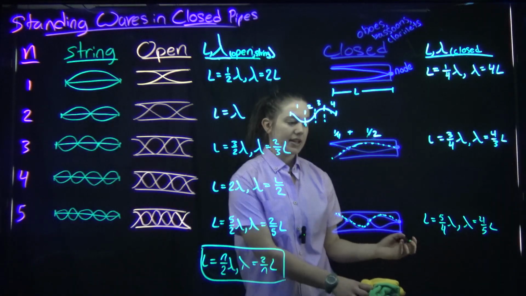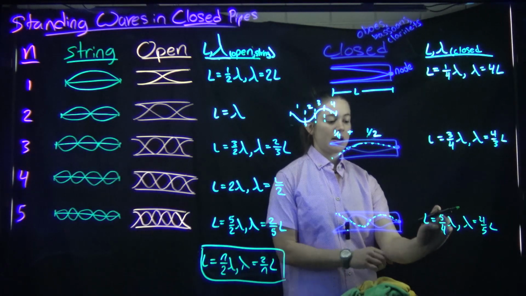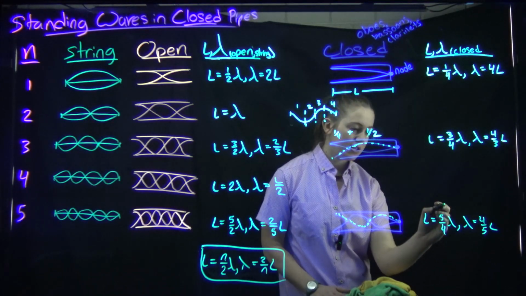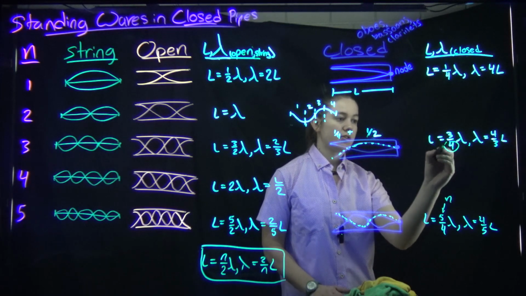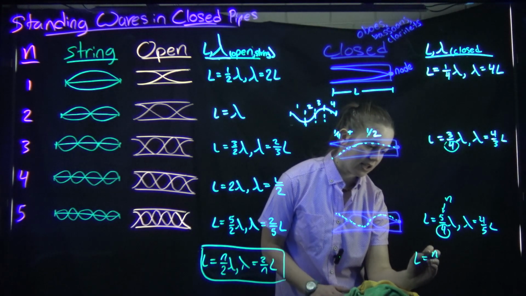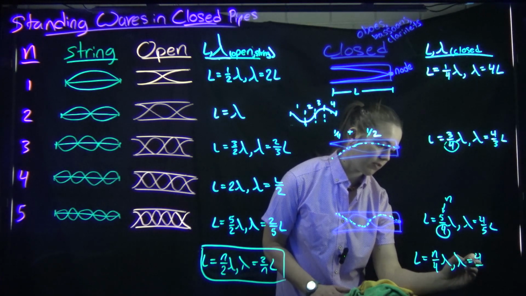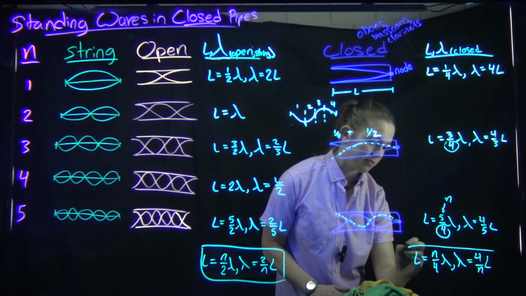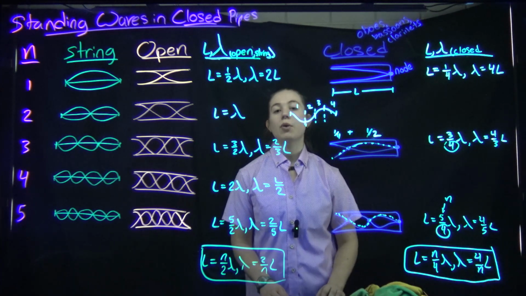The general formula here, as you can probably kind of start to see, we've got our n number on top, and we're always dividing by 4, right? So L is n over 4 times lambda, or lambda is 4 over n times L. And those are equations for L and lambda for a closed pipe.